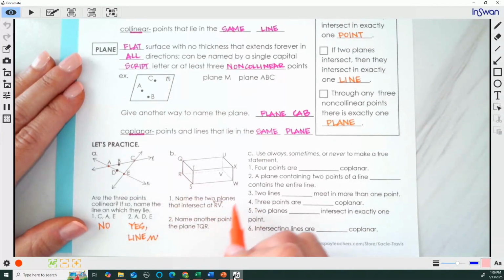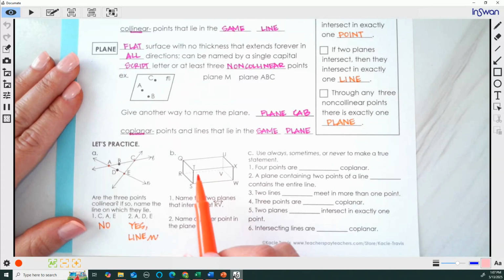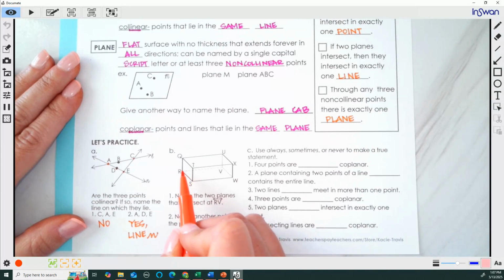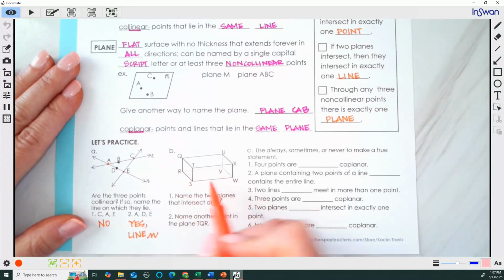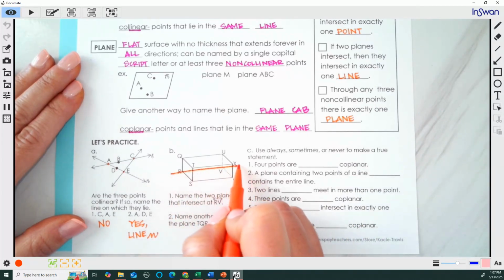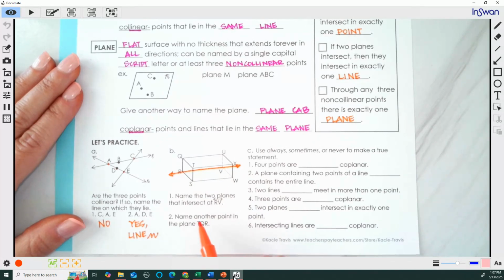For question B, we have a rectangular prism here, and the sides of the prism are represented by some planes. Name the two planes that intersect at line RV. So we have line RV here. I'm going to kind of draw on here so we can see it a little more clearly. It's that back corner. The two planes that intersect at that line.